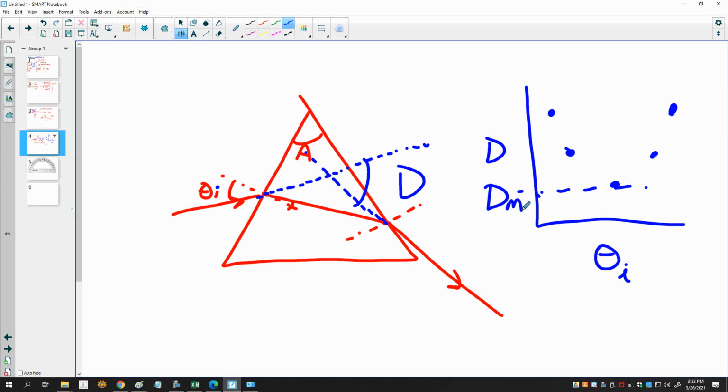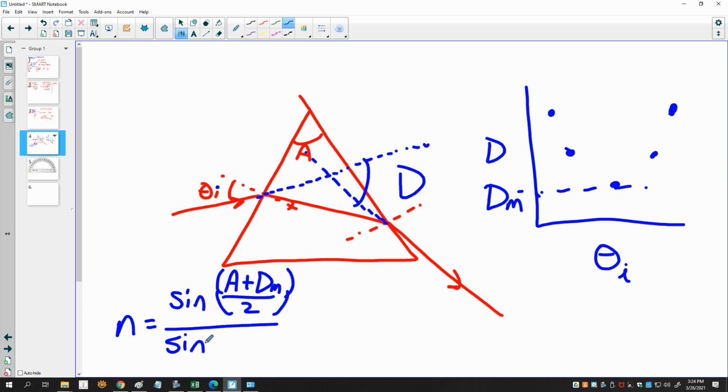deviation angles. Now, given that, I can then calculate what is the index of refraction for this prism. And n is equal to the sine of (A plus dm) divided by 2, divided by the sine of A divided by 2. A is the prism angle, dm is the minimum angle of deviation. So this is equation 5 in your lab manual.